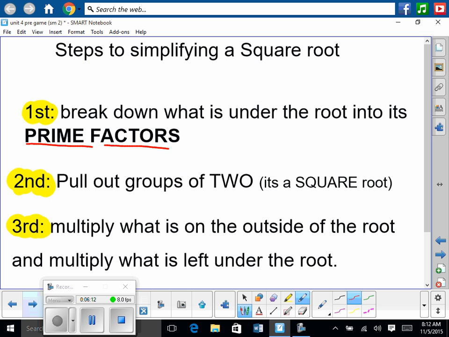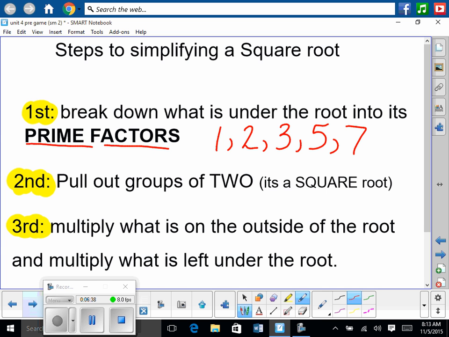Some examples of prime numbers would be 2, 3, 5, 7. These are all examples of prime numbers because there's nothing that multiplies to be those numbers except for 1 and itself. So I think we're getting pretty good at prime numbers. So we're going to break down what's under the root into the prime factors. Now factors mean what multiply to be that number.